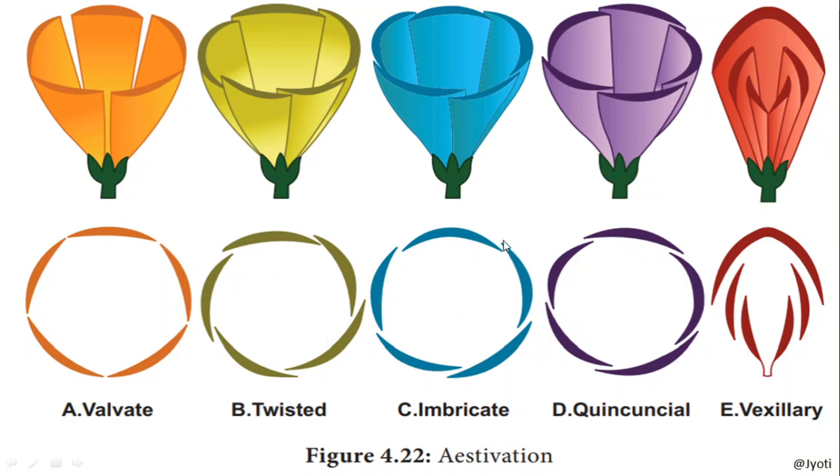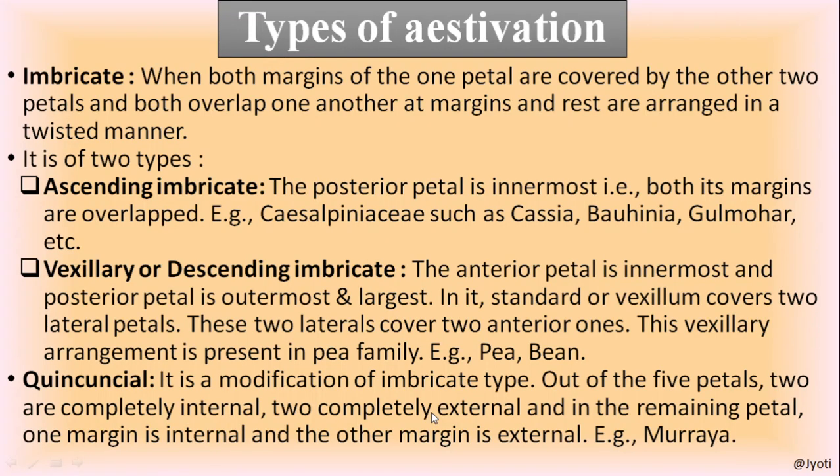That means one side is inner, one side is outer. So this is called imbricate. If the structure that is the innermost petal is present at the top, then it is called ascending imbricate, and if it is present below, then it is called descending imbricate. So here I have described it.